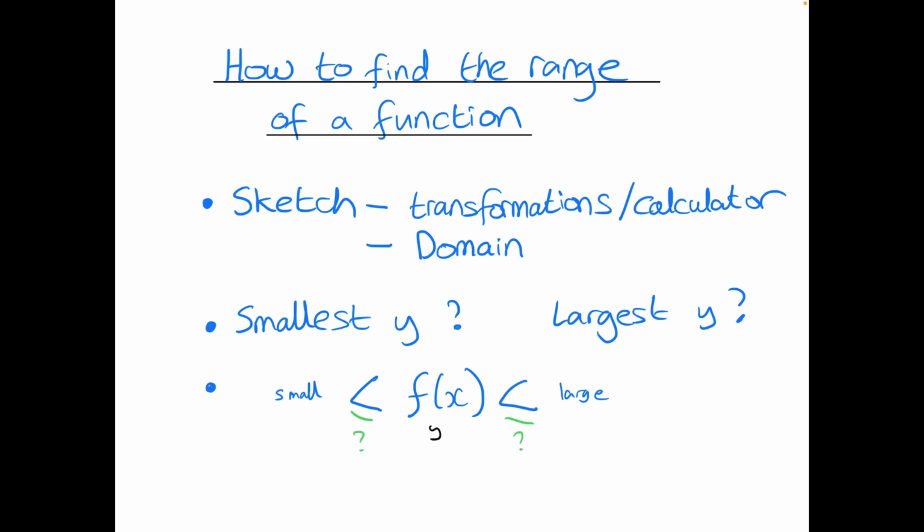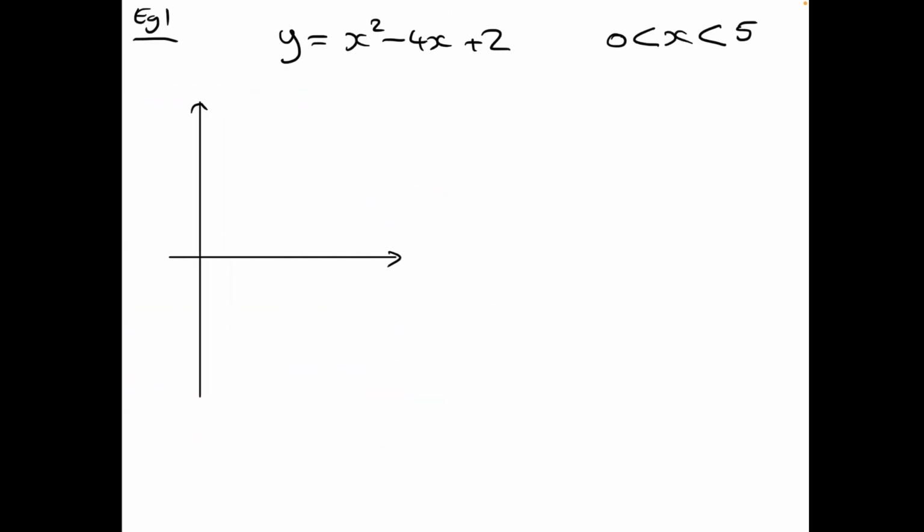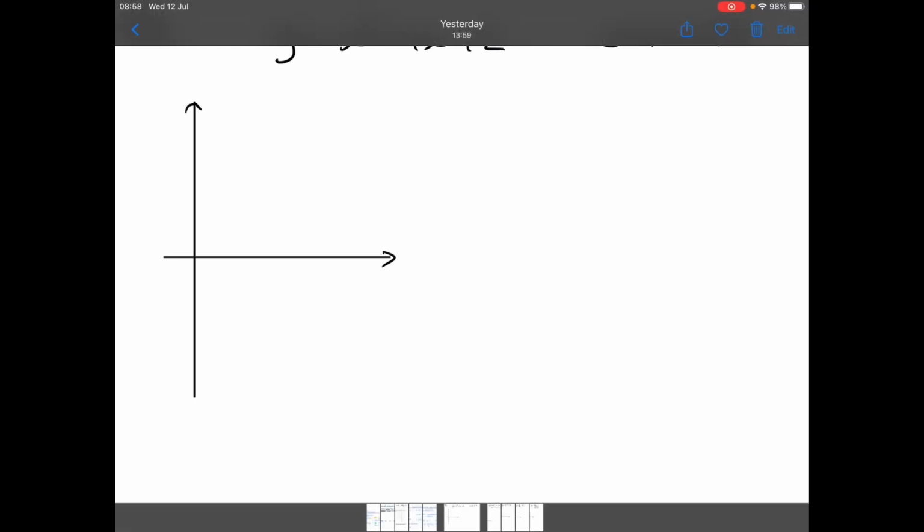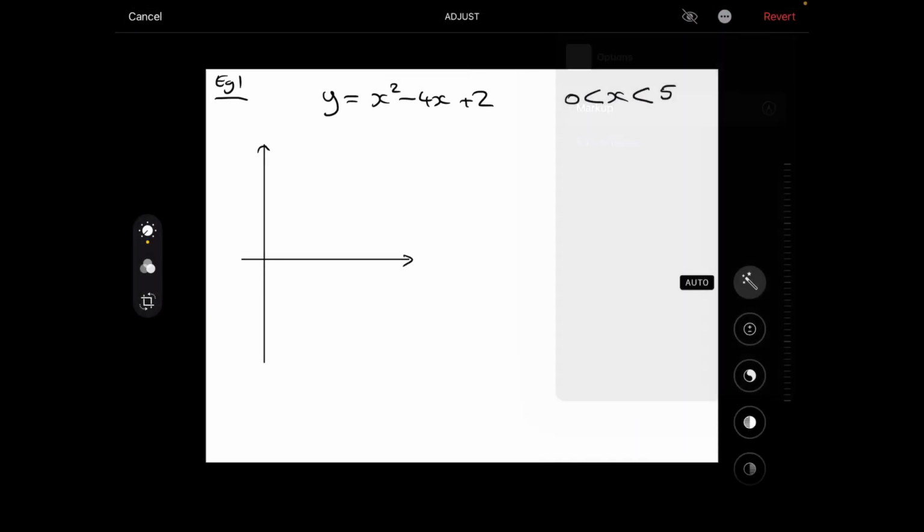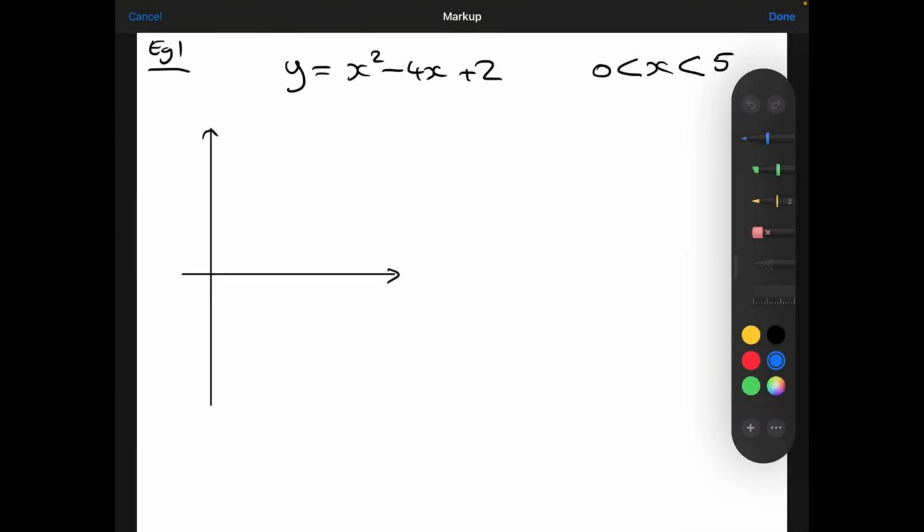And we need to consider whether it could equal either the smallest value or the largest value as well. So we're going to do 4 quick examples. Here's the first one. I want to know the range of y equals x squared minus 4x plus 2. So first of all, I want to draw a sketch of this.